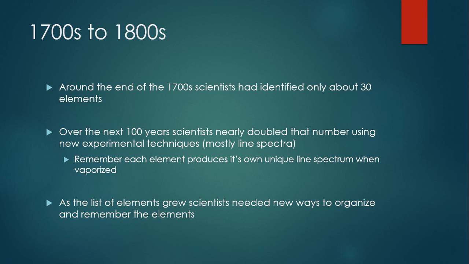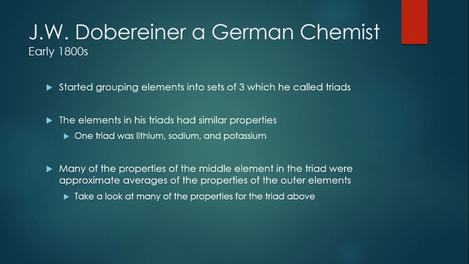So as the list grew, it got harder and harder to remember all of those elements' names, properties, and how they kind of fit together. So along came J.W. Dobereiner. He was a German chemist in the early 1800s. So he started grouping elements into sets of three, which he called triads.